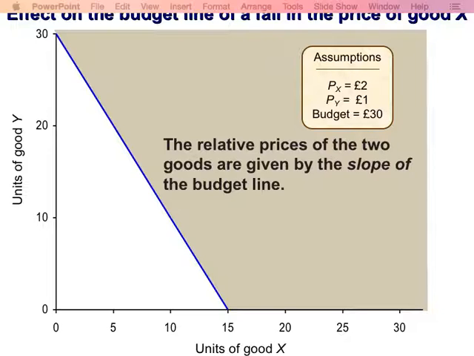Now what do we have here? 15. This is 0. This is 30, right? Using this formula now, let's find the slope of this budget line.